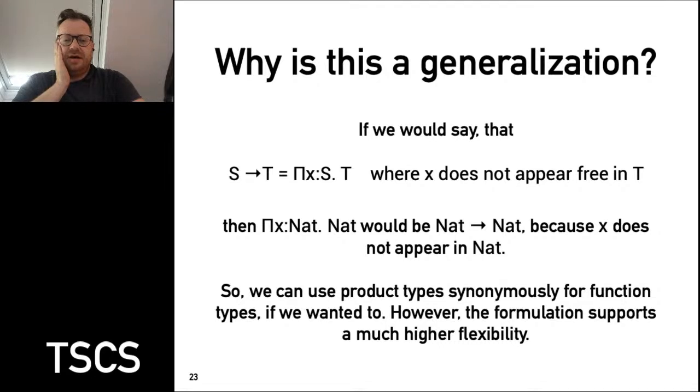If the pi type takes x a natural number and returns a natural number, that would be natural number to natural number, because x does not appear in nat. It's not nat x, it's just nat. It's just natural numbers. So the nice thing is we can unify all of this now, and we can use product types synonymously for function types if we wanted to. The nice thing is, if we formulate it in this way, it gives us higher flexibility without losing anything in the original lambda calculus.